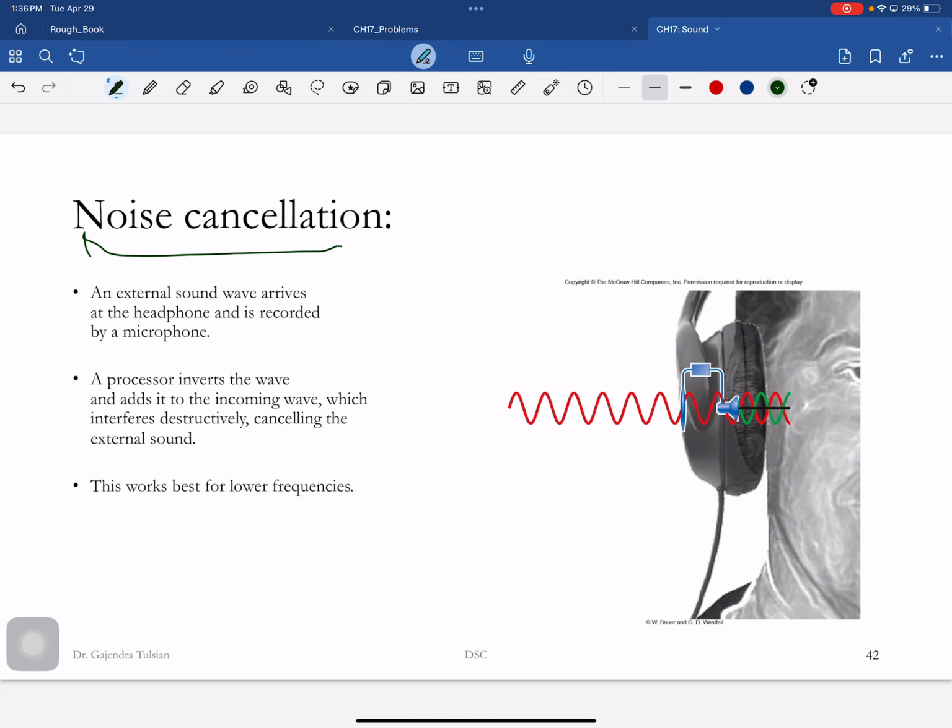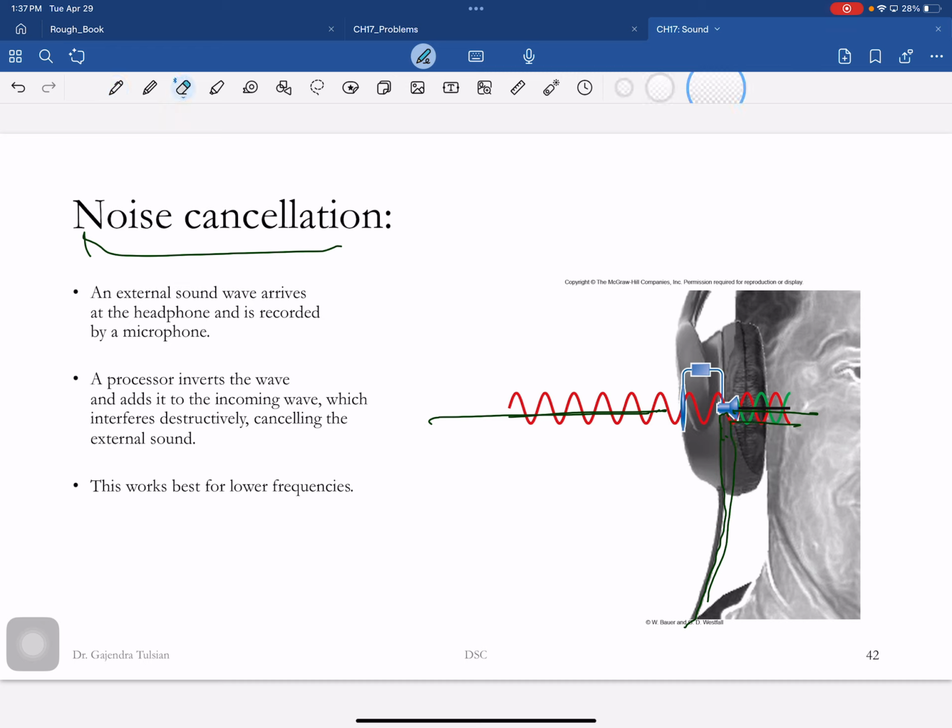Okay. So here's noise cancellation. This is possible because of miniature and cheap electronics. Here's your music being fed, and your music is being played. But there's sound coming from outside. You don't want to hear this. You just want to hear your music.